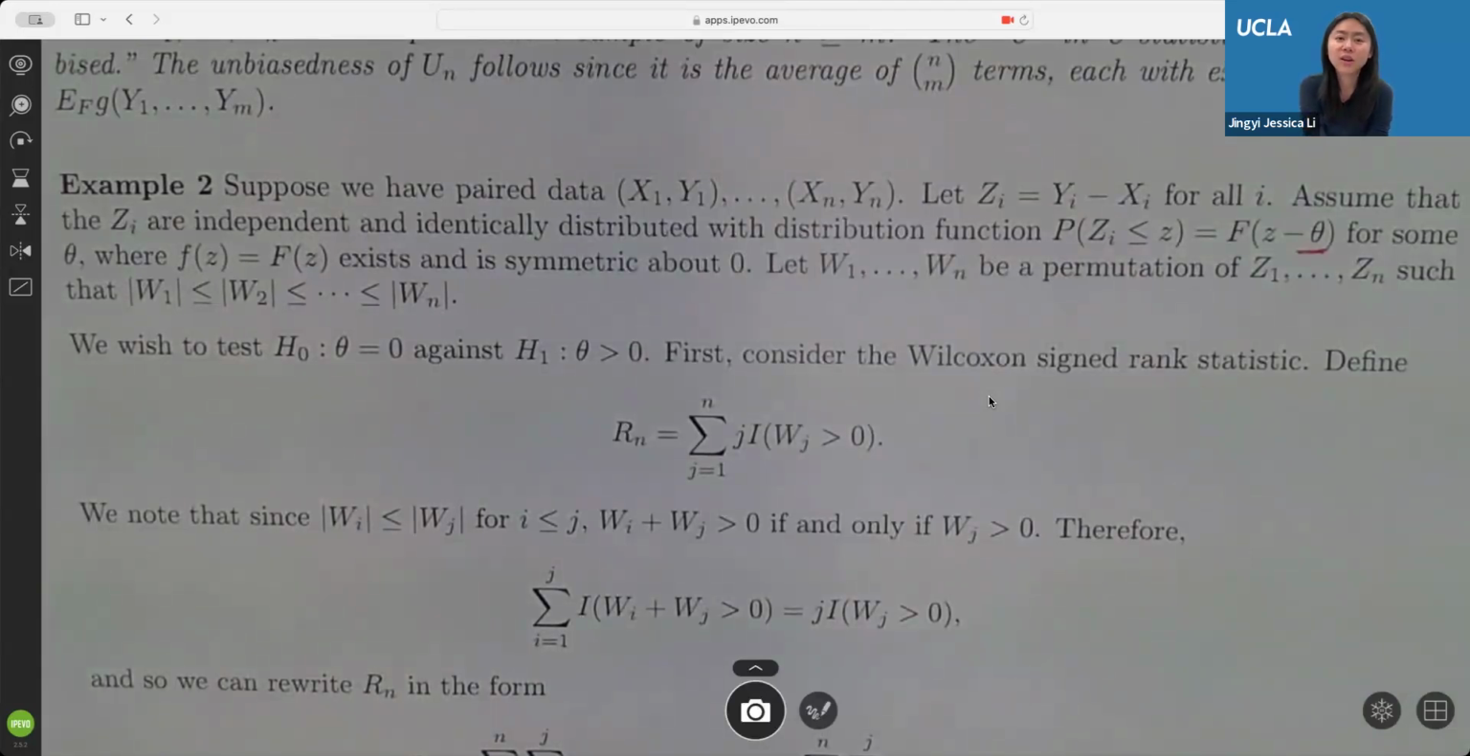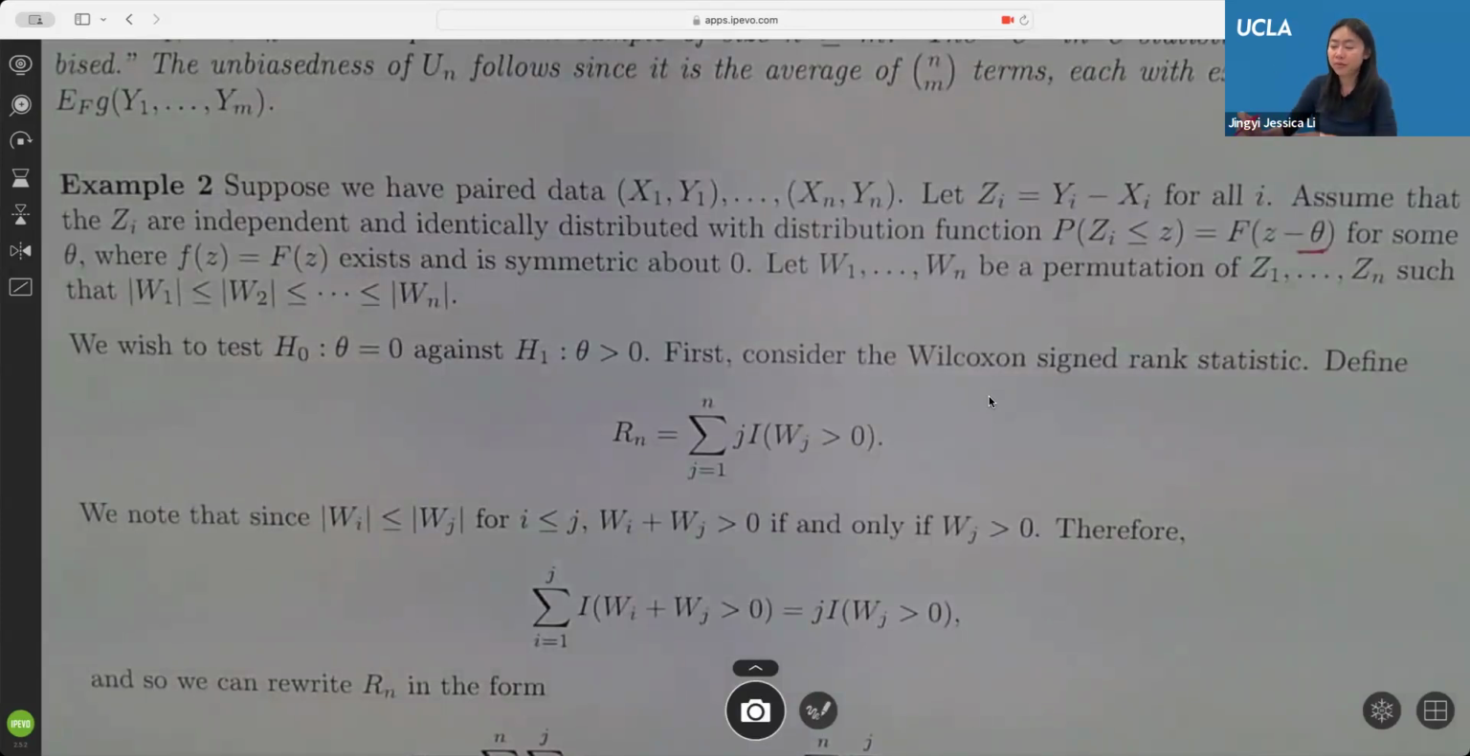Okay, so let W1 to Wn be a permutation of Z1 to Zn such that you basically sort the zi's by absolute value from the smallest to the largest, and then you refer to the sorted ones as W1 to Wn. They're just a permutation of Z1 to Zn, ordered from smallest to largest in terms of absolute value. And here's the test, theta being 0 versus theta being greater than 0. So we are trying to answer the question I just said, whether yi and xi have the same mean.